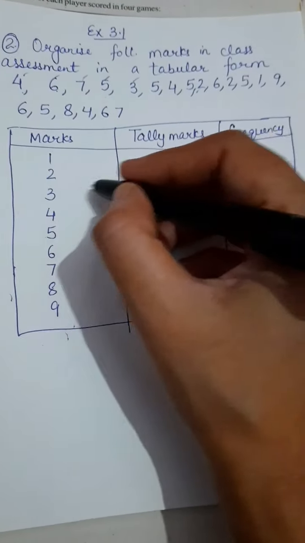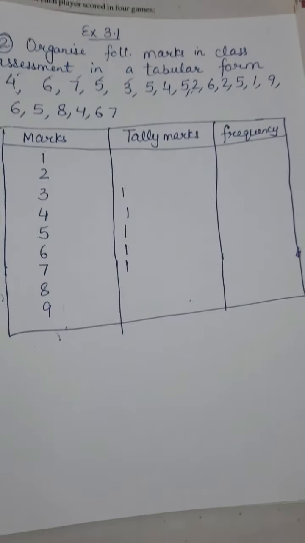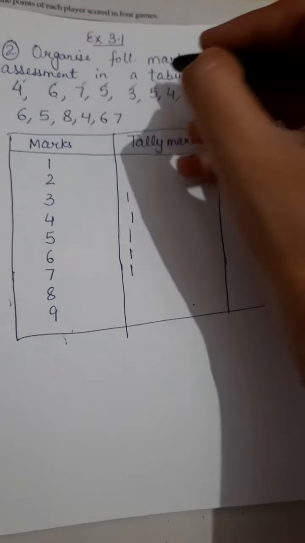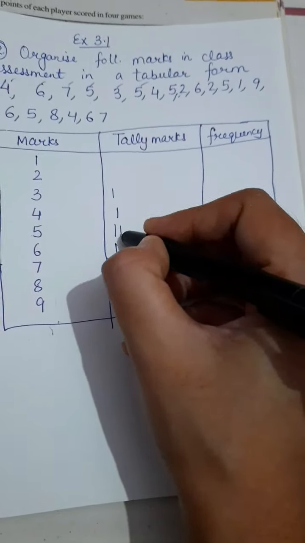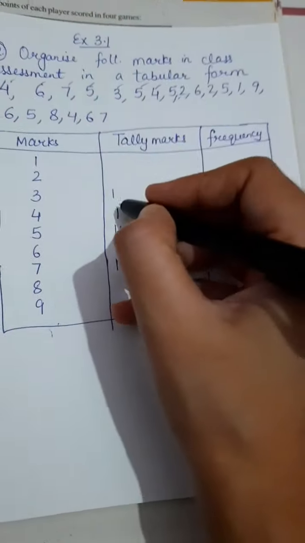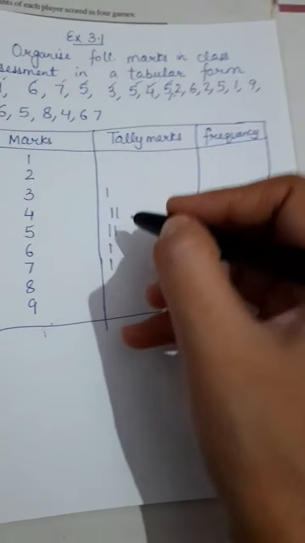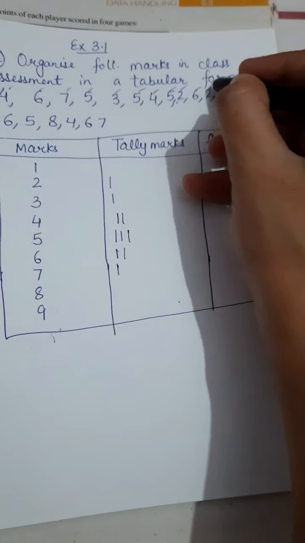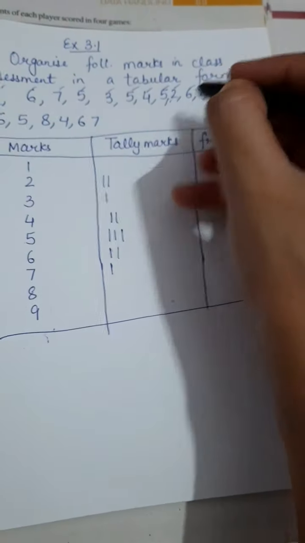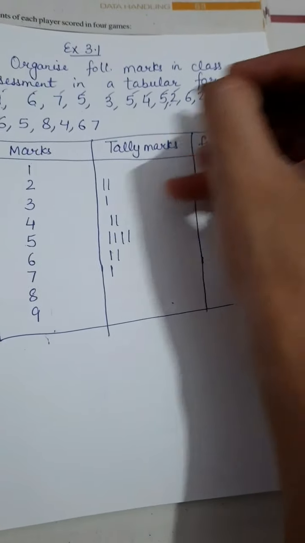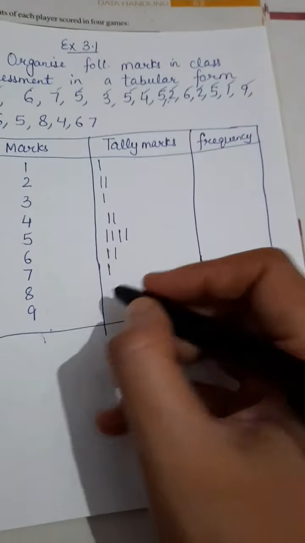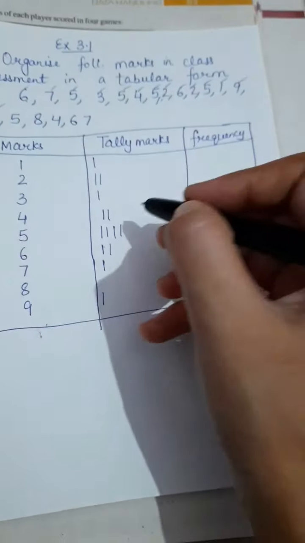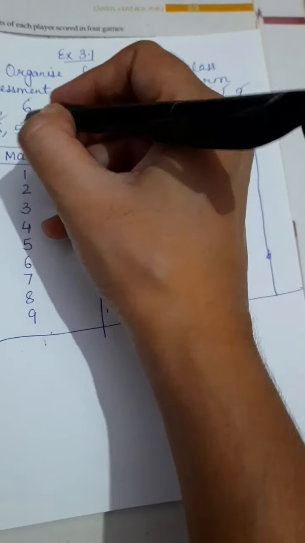Next is 3, put a line in front of 3. Then again 5, again in front of 5. 4, so put a line here. 5, again here. 2 here. 6 here, again 2 here. 5 here, 1 in front of 1. 9 here. 6 here. 5.